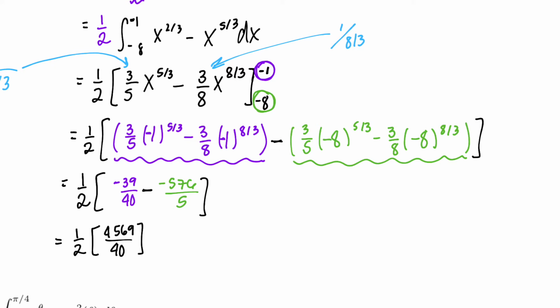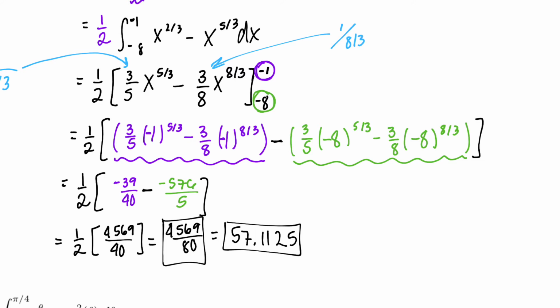4569/40. This all comes out to 4569/80, but if you wanted to give a decimal answer, because the decimal does truncate, it does stop. This isn't even an approximate, this is exactly equal. Both of these are exactly the same number. So this is not a rounded number I'm giving you here. This is the exact decimal expansion of this number.